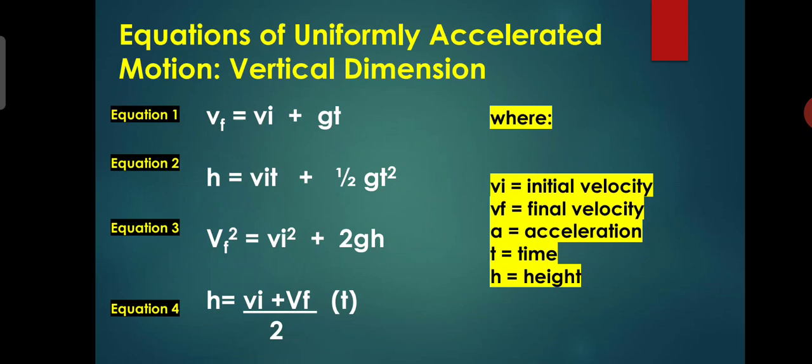So, the distance here was replaced with height, or the H. The initial velocity is still the same, VF is still the same, and A, acceleration, is actually already G, the acceleration due to gravity. And T is the time.